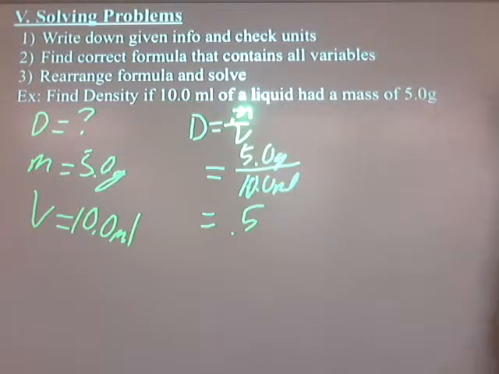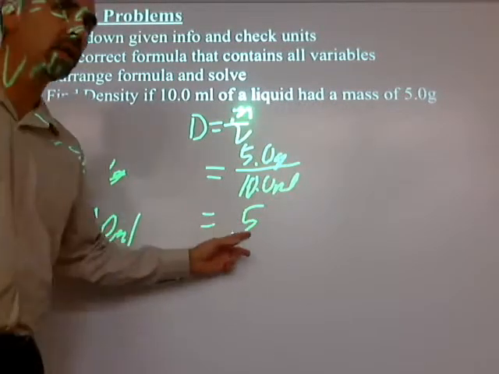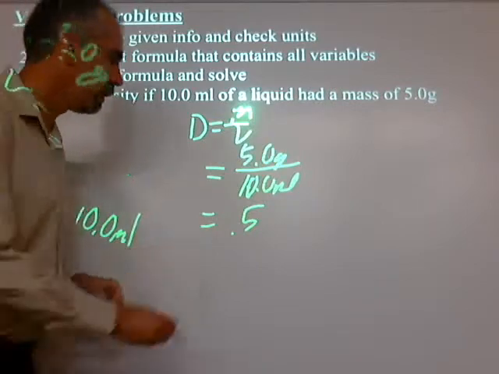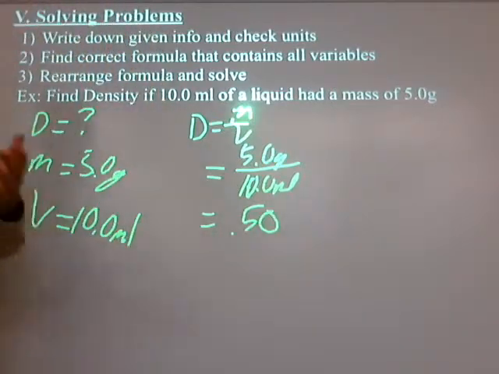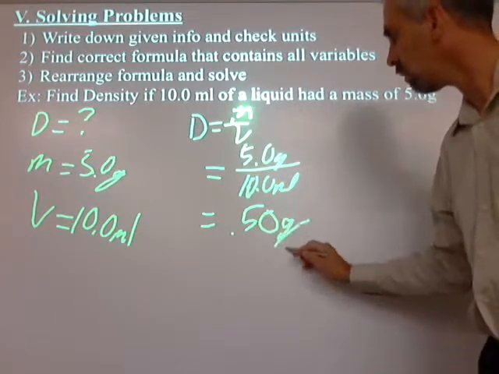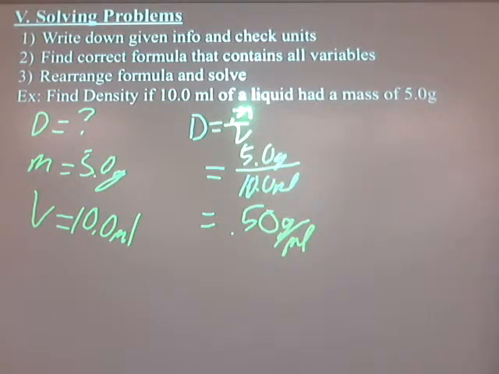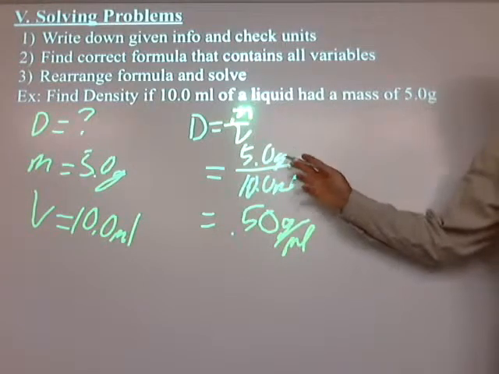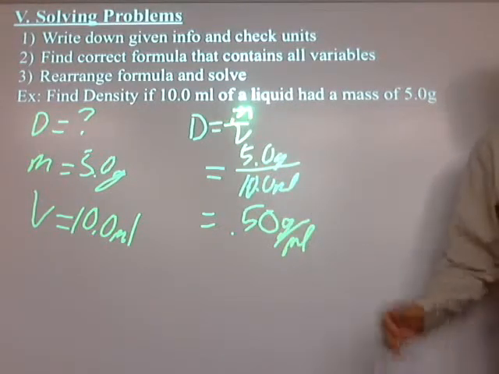But if I leave it like that, I've got a couple of problems. What's wrong with that? Why am I going to lose some points on this? I only have one significant figure, and it should have two. So it should be 0.50. What's the second mistake, Maggie? I have no units. Grams per milliliter. Because grams and milliliters, neither one cancels, so they're still there. Grams per milliliter. And there you have it.